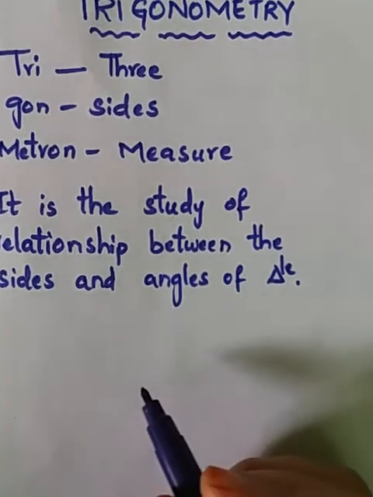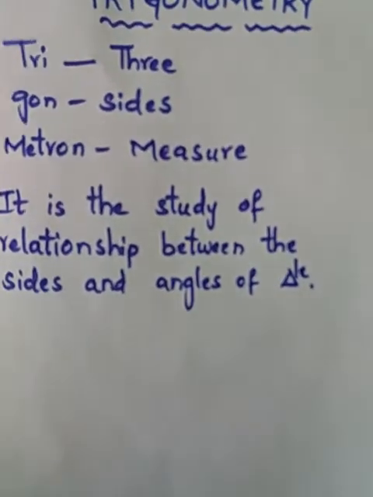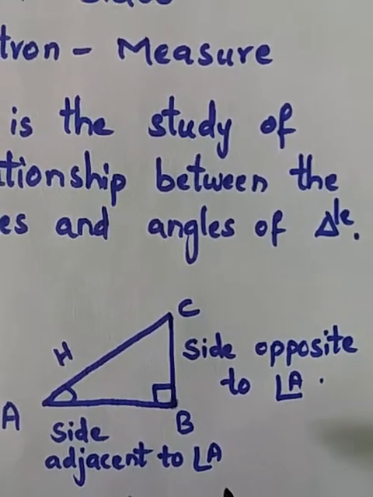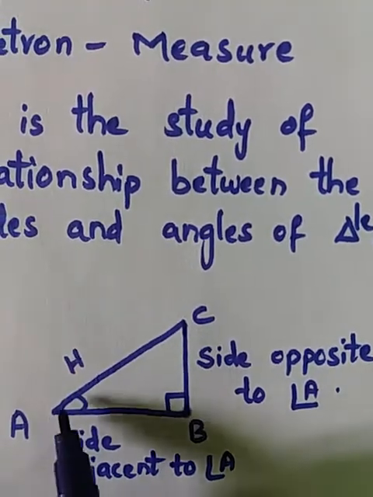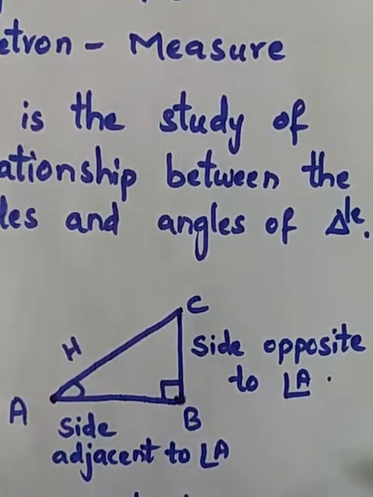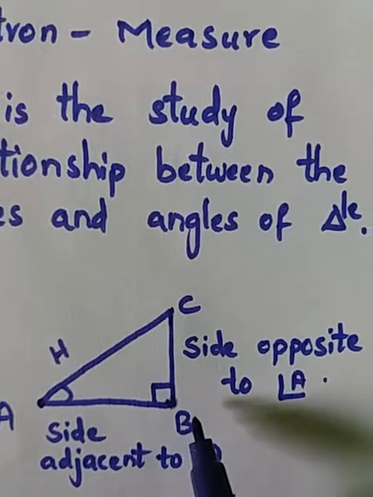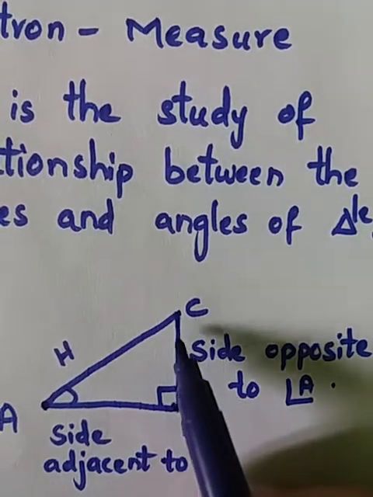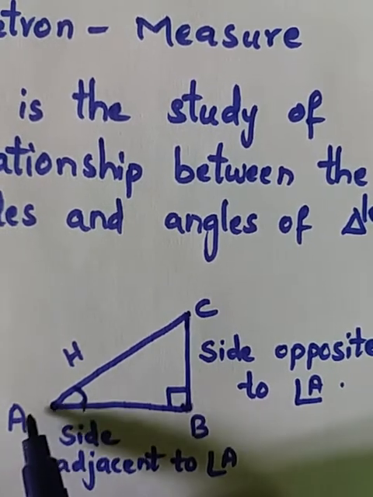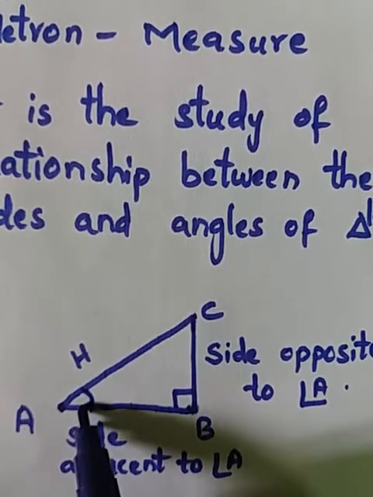Now let me draw the triangle. So as you can see here, I have drawn a triangle. I have given the names as A, B and C. Here you can see I have drawn an angle which is called angle A.